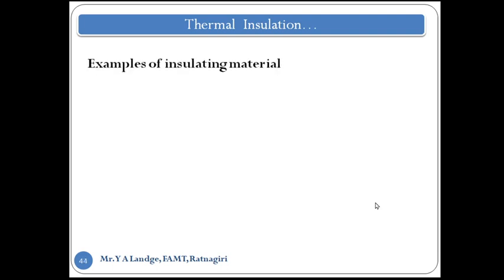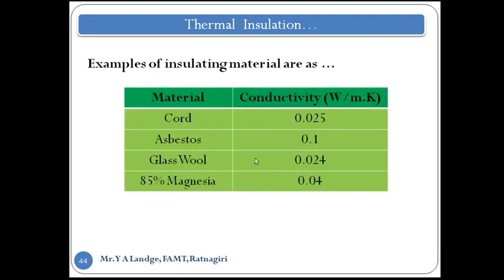Now the examples of insulating materials are as follows. In the first column the material is mentioned, in the second column its conductivity. Cork is 0.025 watt per meter Kelvin. Asbestos is 0.1. Glass wool has 0.024, and 85% magnesia is 0.04 watt per meter Kelvin. So the lowest conductivity is found around glass wool and cork.